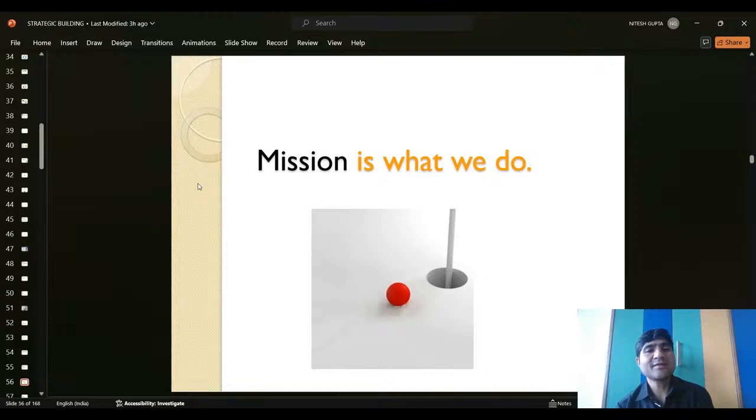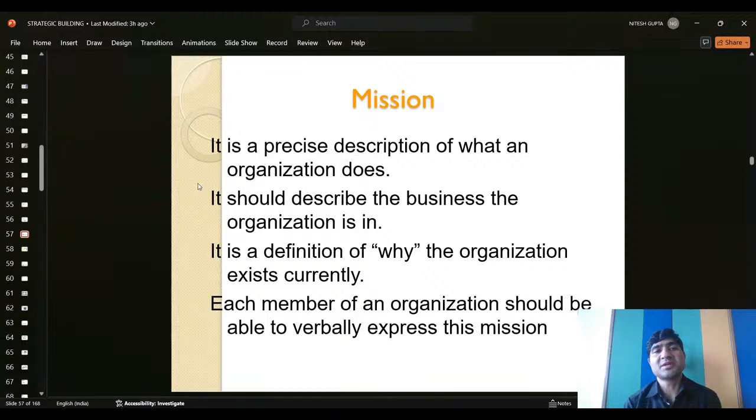Once you are settled with the vision, you will have to focus on mission. Mission is what we do. Always remember, vision is the visionary statement for the organization, and mission is how and what we do to reach that vision. Mission is a precise description of what an organization does. It should describe the business the organization is in. For example, if your organization is in the pharmaceutical sector, you should put points related to pharmaceuticals. So what you are exactly doing should be part of your mission statement.